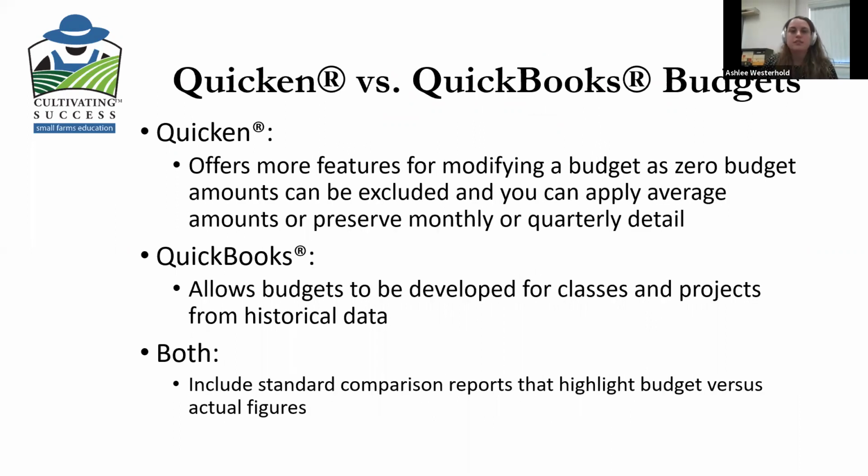So budgets. What can Quicken versus QuickBooks do with budgeting? Well, Quicken offers more features for modifying a budget, as zero budget amounts can be excluded, and you can apply average amounts or preserve monthly or quarterly detail. And QuickBooks allows budgets to be developed for classes and projects from historic data.